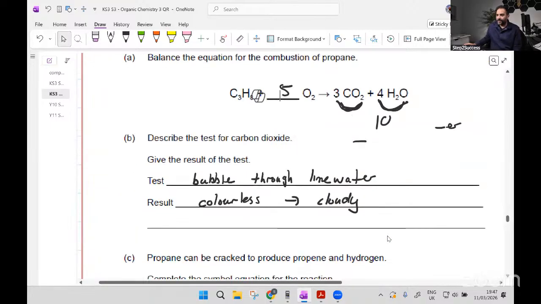And the test for carbon dioxide is that we bubble it through lime water and it changes from colorless to cloudy. Lime water is a colorless liquid. If we put carbon dioxide through it, it changes color and becomes cloudy. That's how we know that it's carbon dioxide.